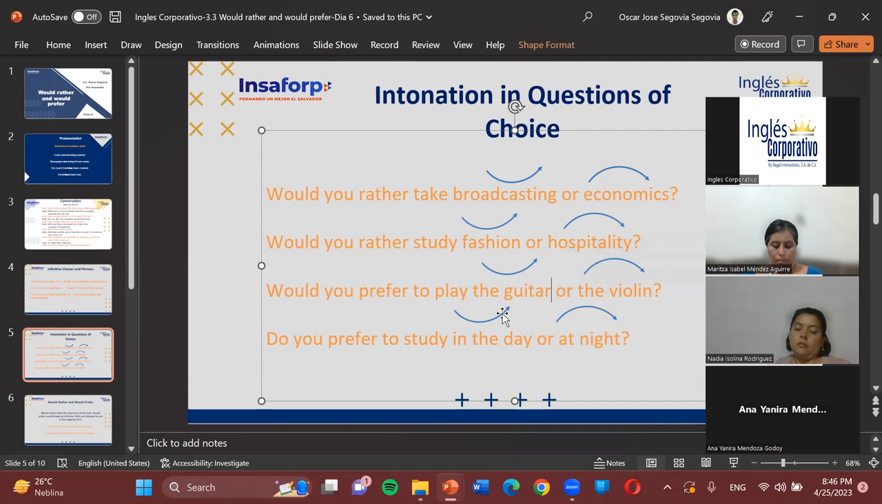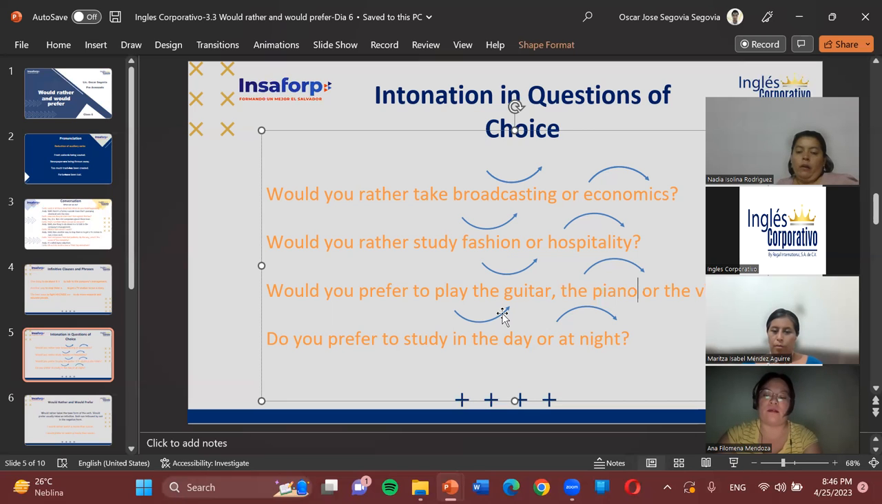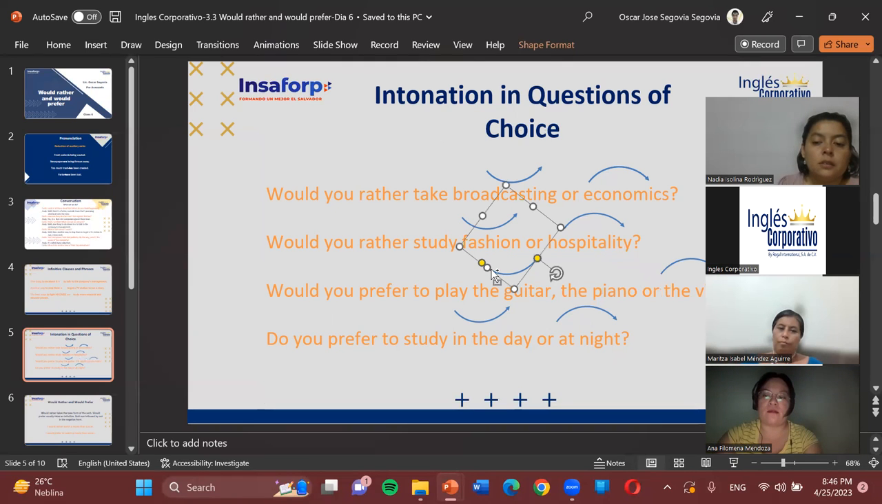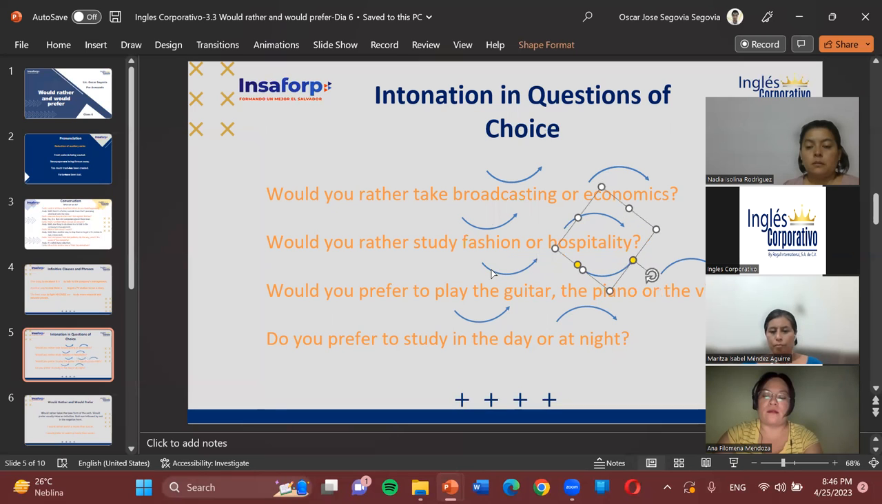The guitar, the piano, or the violin. One second. Okay, tell me, Nadia. I read the exercise, teacher. Cool, very good. So, let's see if you could do... Let's hear all of them. Let's see how you do with all of them. Go ahead. You may start now.